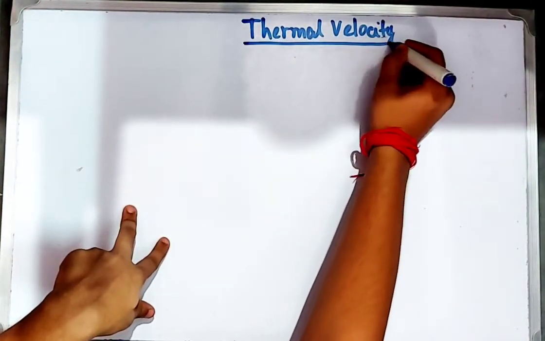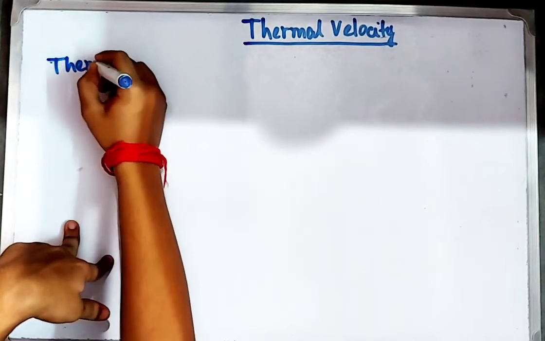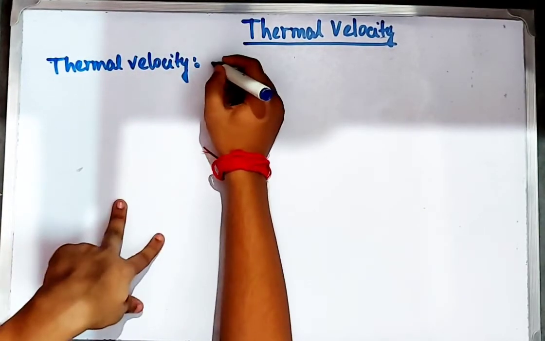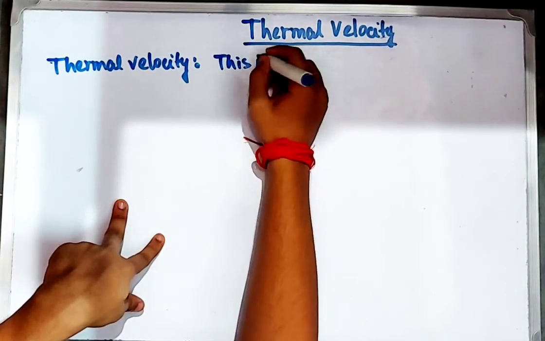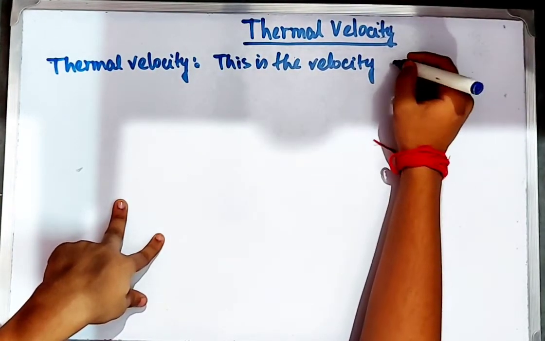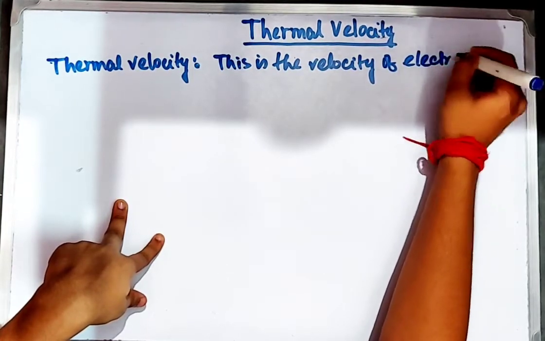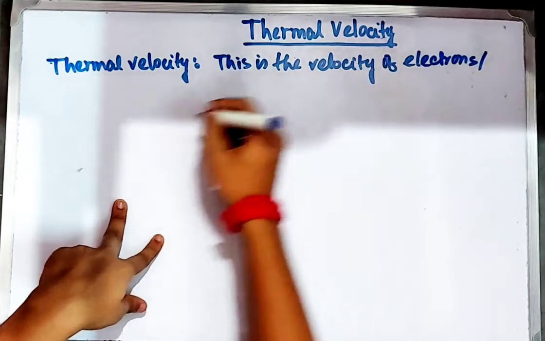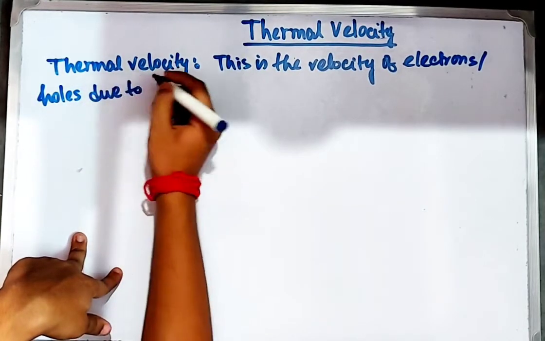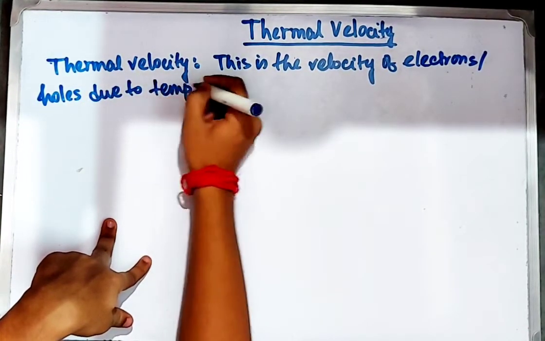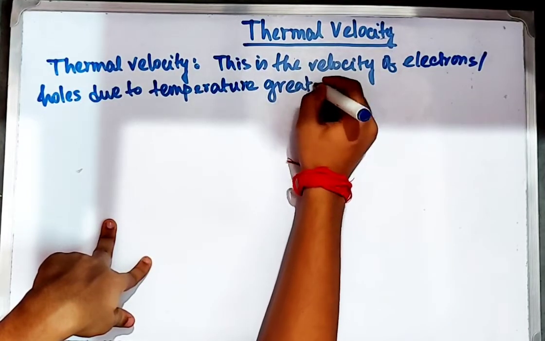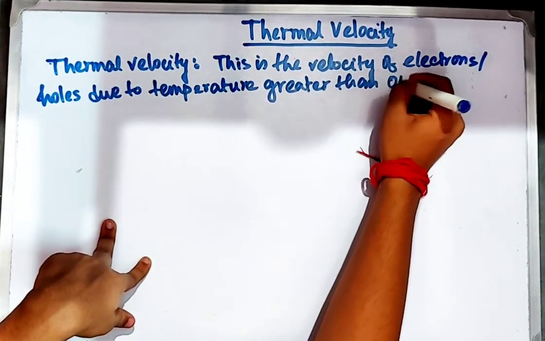So what is thermal velocity? Thermal velocity is the velocity of electrons or holes due to temperature greater than 0 Kelvin.